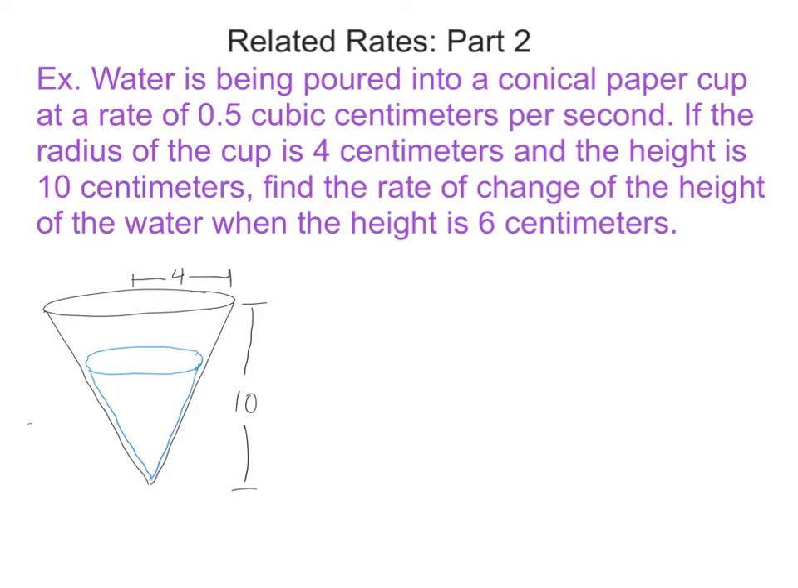So let's get this equation set up. So the volume of a cone is the formula we need to use. And the volume of a cone, it's a third of the volume of a cylinder. A cylinder is pi r squared h. And let me move that over a little bit.